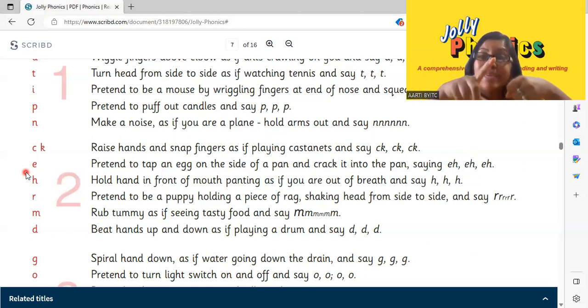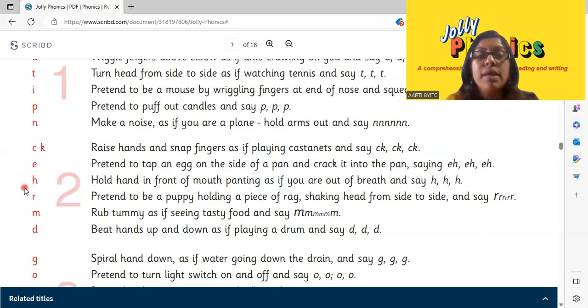When you are cracking it, you open your fingers like this. I know every mother is doing such a task in the kitchen and all. So it is obvious, but I'm explaining it in a proper way to make it understood, because it is an action. So tap the egg on the side of the pan, crack it into the pan, and say eh, eh. That is the sound of letter E. Very simple. Now let's move on to letter H.